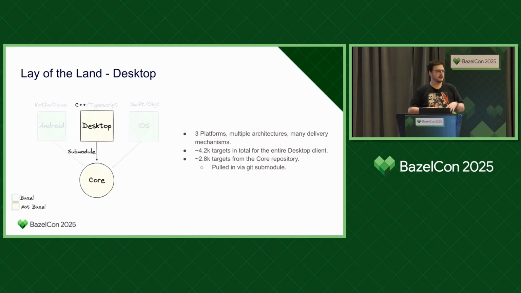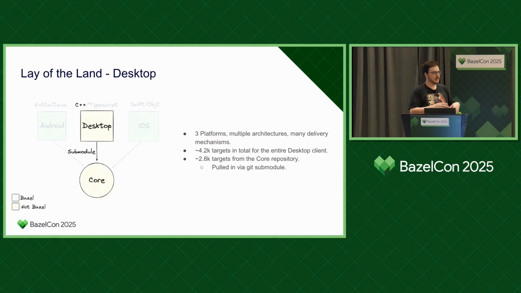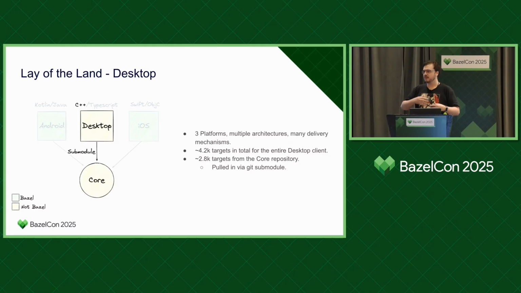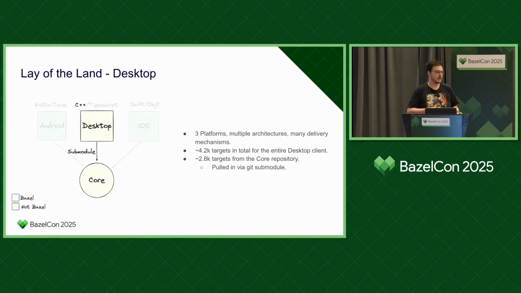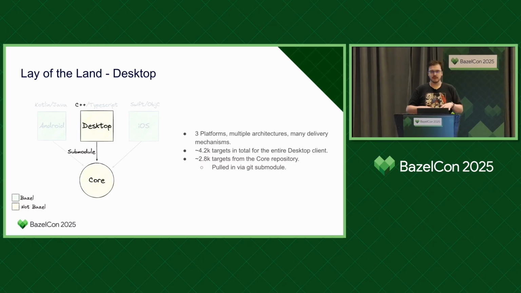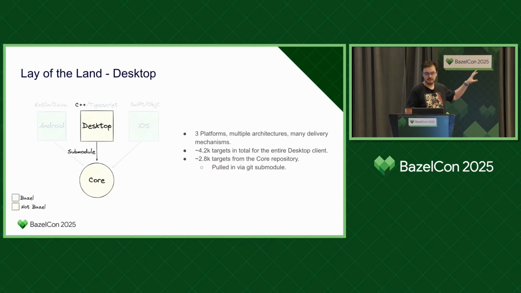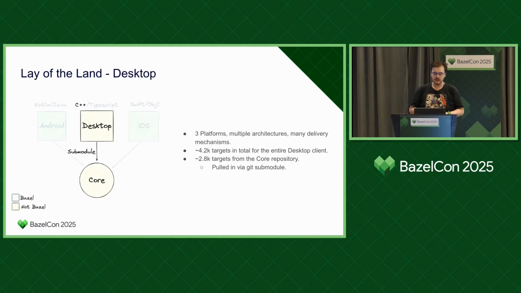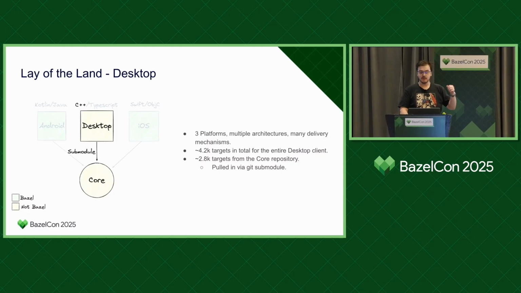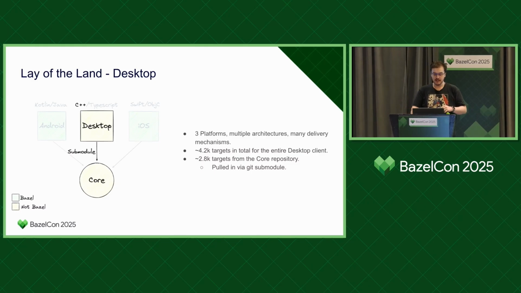In terms of size, we've got like 4,200 different targets, give or take a few for different platforms that need maybe a few extra helpers or a few less. And just about 2,800 of those come directly from this core repository. So it's a lot happening down in that one repository. We pull that in via a submodule, which will become important in a little bit for a problem.